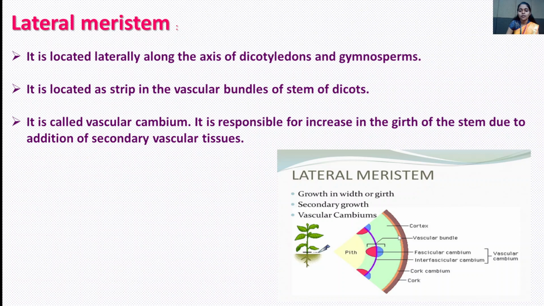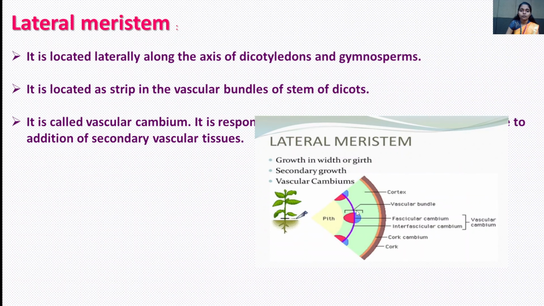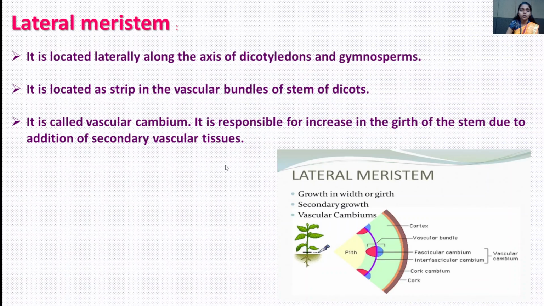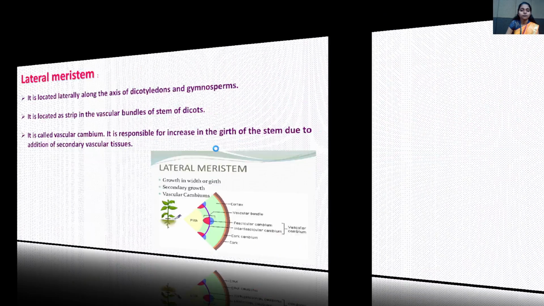The picture shows lateral meristem. These are the cortex region, vascular bundles meaning xylem and phloem, fascicular cambium, interfascicular cambium, also known as vascular cambium, cork cambium, and cork. These are the pith region, and the lateral meristem is responsible for growth in width or girth, secondary growth, and vascular cambium.